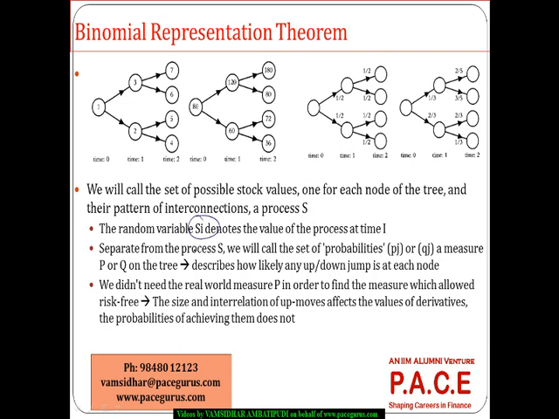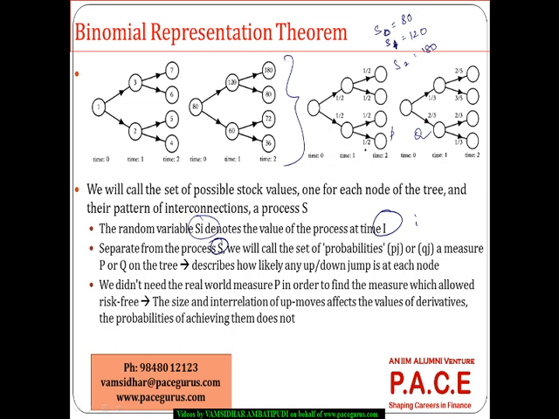The random variable Si is talking about the value of the process at time i. So it's like S0 equal to 80, S1 is 120, S2 is 180, or it could be any other combination. Separate from the process S, I'm talking about a set of probabilities that the price will either go up or down. This I am calling a P measure, and this I am calling a Q measure: how likely the up or down movement at each node can be.